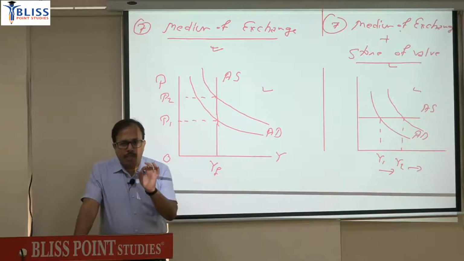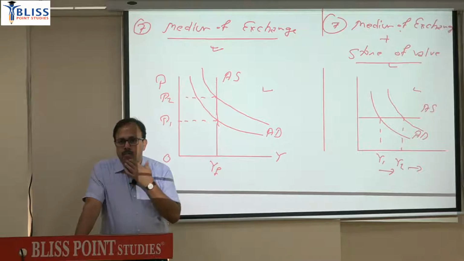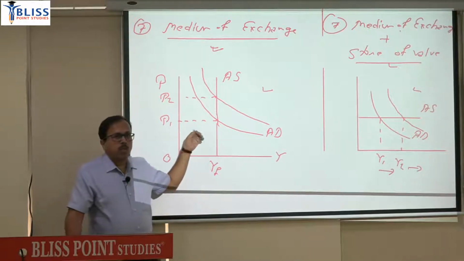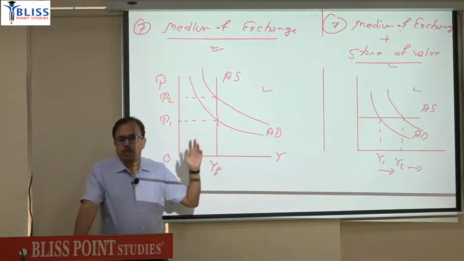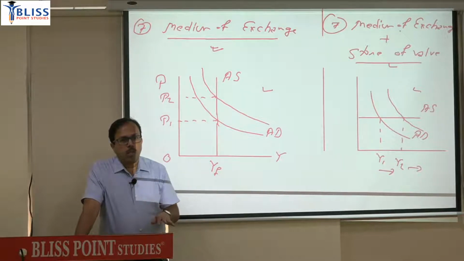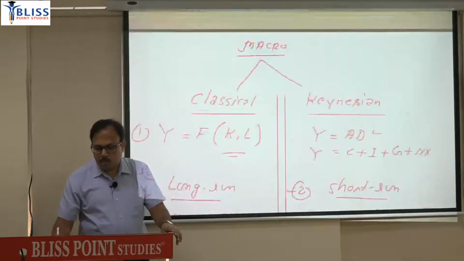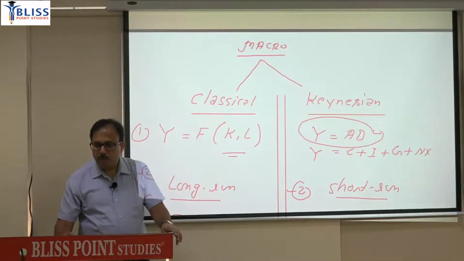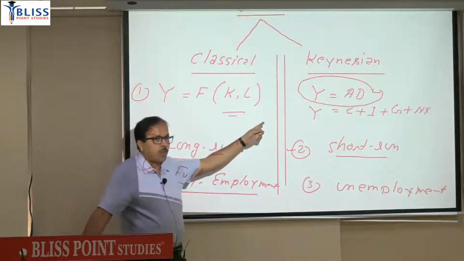So what is the role of AD? Specify the role of AD in the classical and the role of AD in the Keynesian. What is the role of AD in classical? The role of AD in classical is to determine price, and the role of AD in Keynesian is to determine output. In the Keynesian approach, output gets determined by demand. That is why you have written this first equation. Y equal to what? AD. Output will be determined from the demand side. Output will be equal to demand.